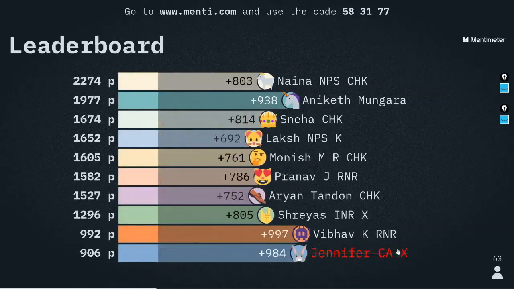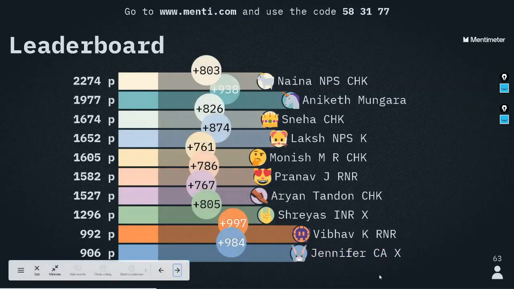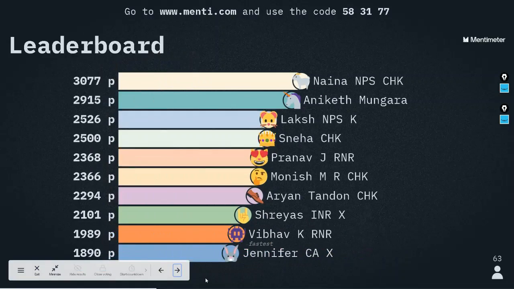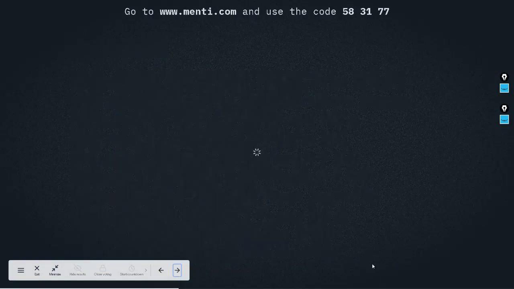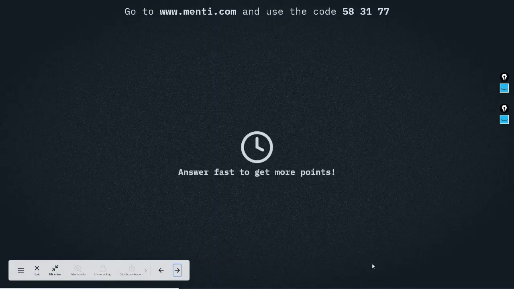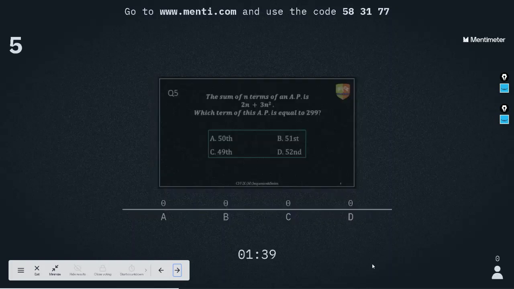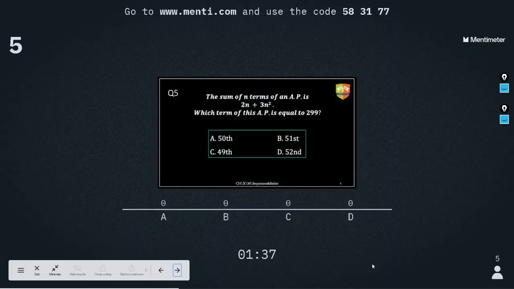Good. So, right. Okay, next question. The sum of n terms of an AP is 2n plus 3n square. Which term of this AP is equal to 299?